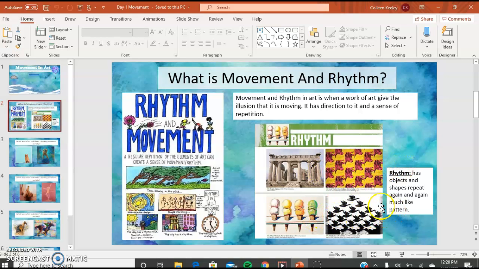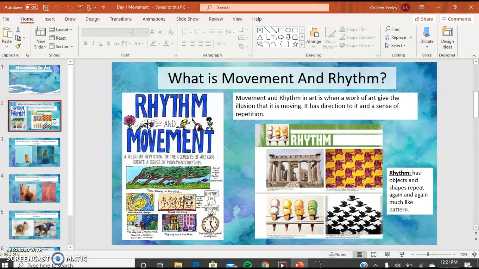Same with this. If you look over at these trees, there are trees repeated and they're bending over in the same direction. And to me, it looks like maybe it's really windy and the wind is blowing them over. So that's how they created movement in here. If you look up here at these two flowers, this one's just standing straight up, and then this one is bent over to the side and it has all these little lines and it gives the illusion that it's moving.